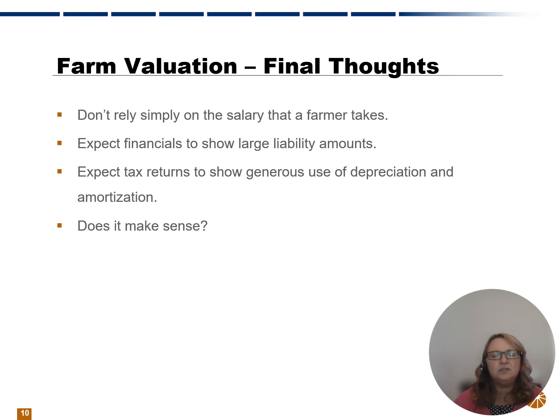Expect the financials to show large liability amounts. On the case examples, you will have noticed that the liabilities are almost the same as the assets. Farming is normally highly leveraged. They also, on the tax returns, will show generous use of depreciation and amortization. So digging in and looking at that Schedule F, if you do happen to have the benefit of tax returns, can give you a really, really good, clear idea of what they're bringing in.